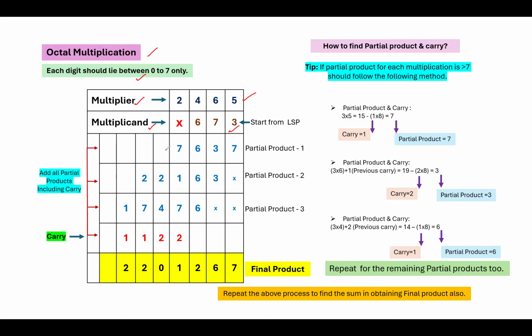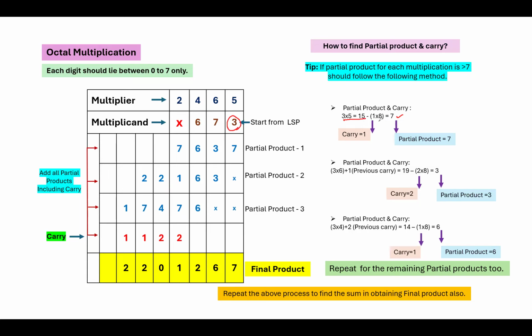Now we start the multiplication process from the least significant position of the multiplicand. Now we multiply 3 into 5, that is 15. This 15 is not an octal digit, so we should convert this 15 into an octal digit by subtracting the number of 8s, because 8 is the radix of the octal number system.